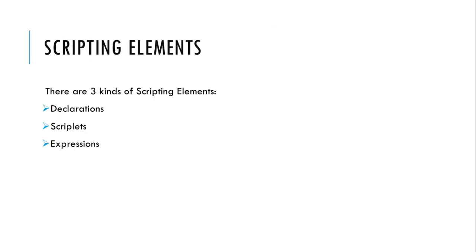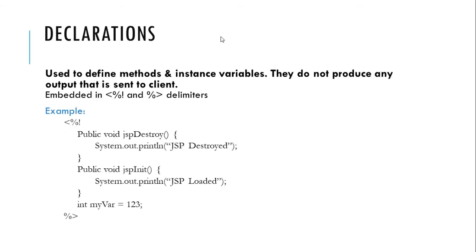Let us go ahead and see what we are going to learn. We're going to learn three things about JSP, that is declarations, scriptlets, and expressions. What are these three kinds of scripting elements? Declarations are used for defining methods and variables. So we use tags like this to declare variables. Let's take an example here: I'm declaring some Java variable here, and I'm putting that inside tags like this. Even methods, classes, everything can be defined within tags like this, and these are called declarations.